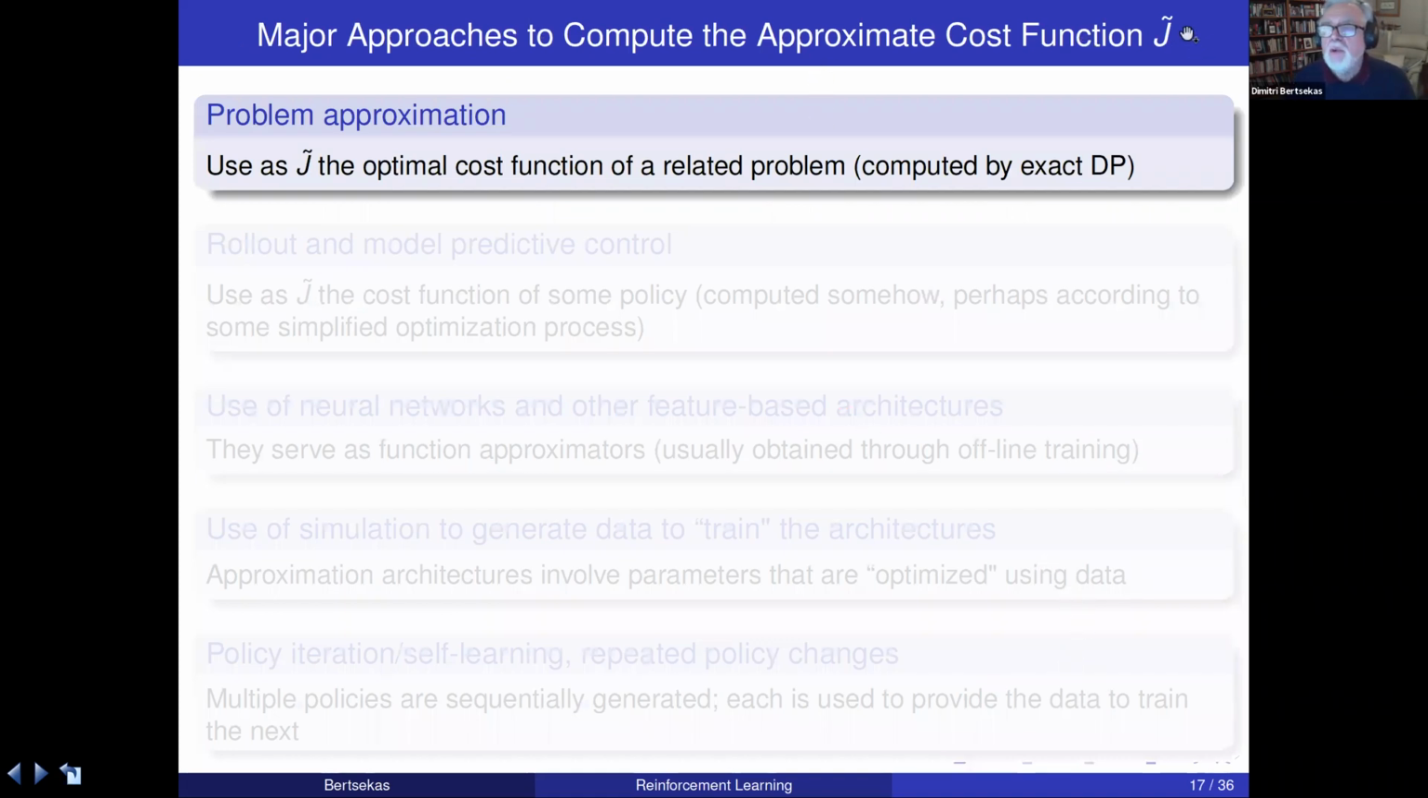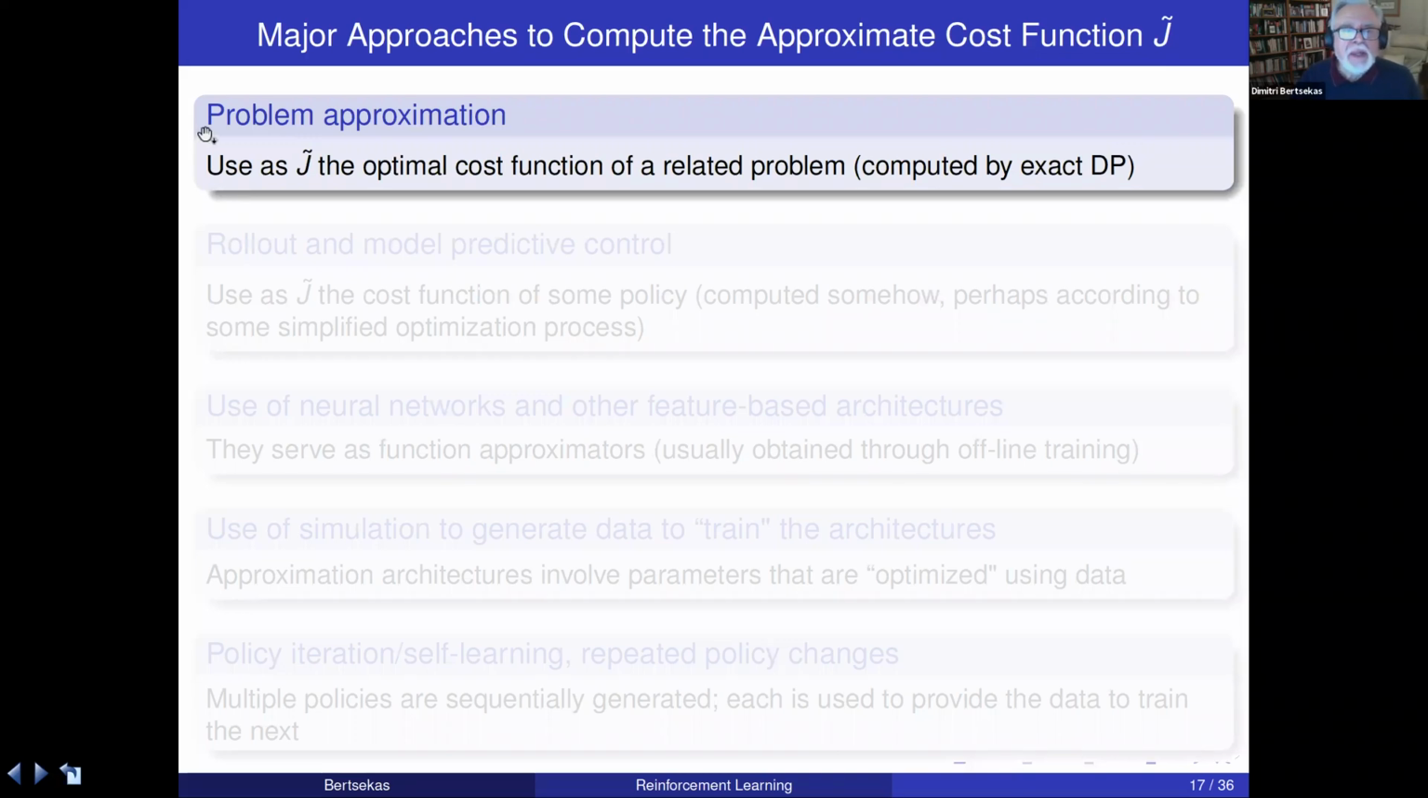So now, how do we compute this J tilde? J tilde corresponds to this value network in the context of AlphaZero. For a given state, a given chess position, it gives you an evaluation, gives you a number. But it may be computed in many different ways within reinforcement learning.